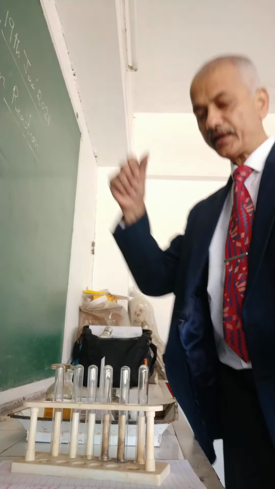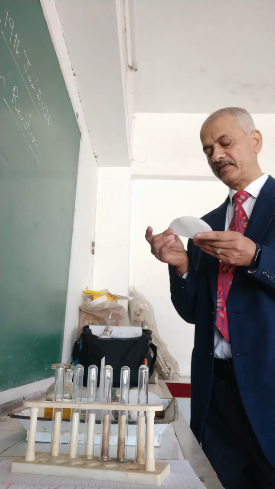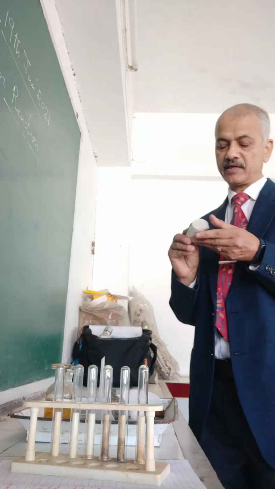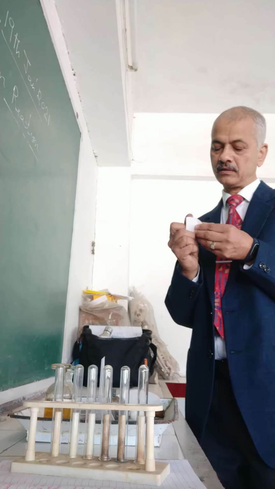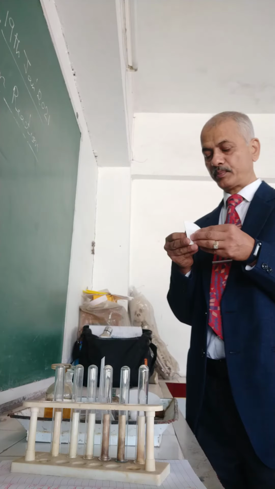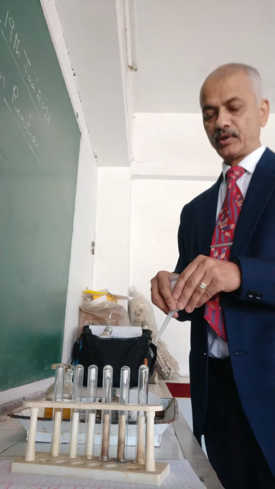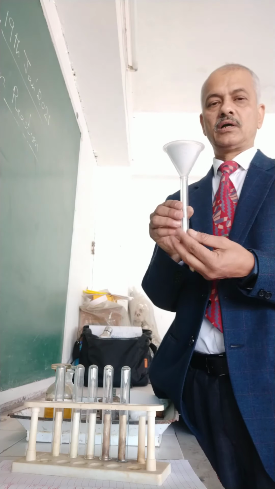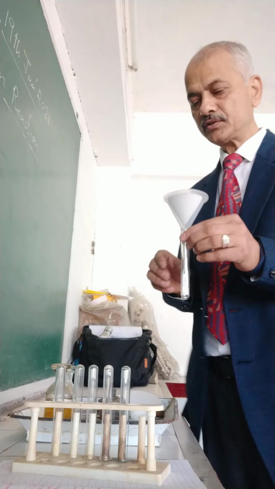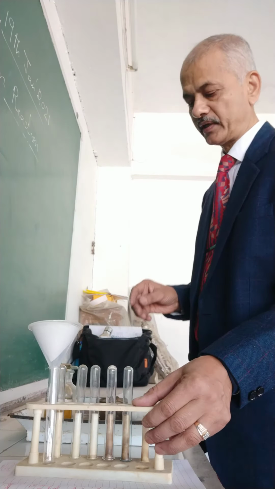And what we are going to do, first of all, we are going to put the filter paper by making a cone. This way we fold it and then we open it. And after opening it, we fix it in a funnel, right? And we will put this funnel in a test tube in which we are going to separate out the residue, that is the insoluble substance, the precipitate. I'm keeping it over here.